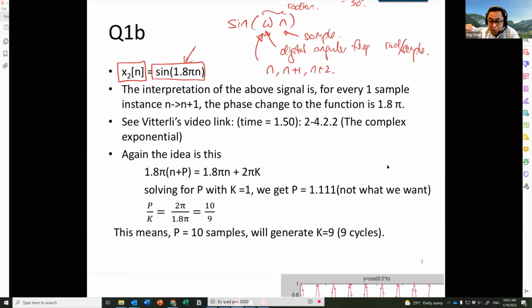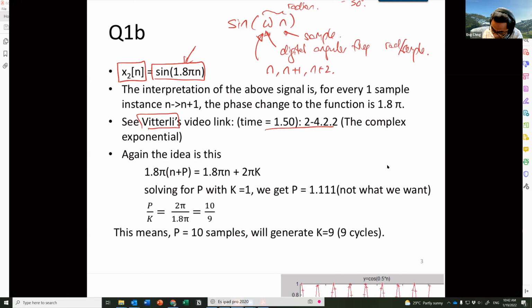All right, now this is very strange. So I will suggest that you go to Vitaly's video to understand what's happening here. Now, let us solve for whether this signal is periodic or not.